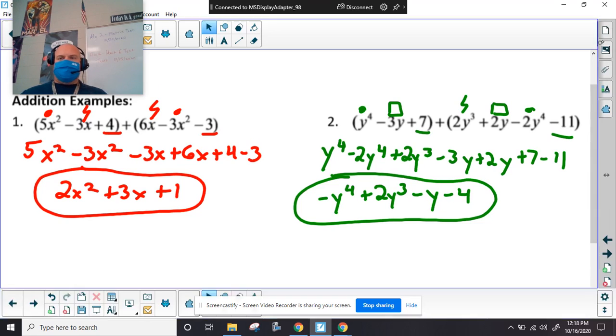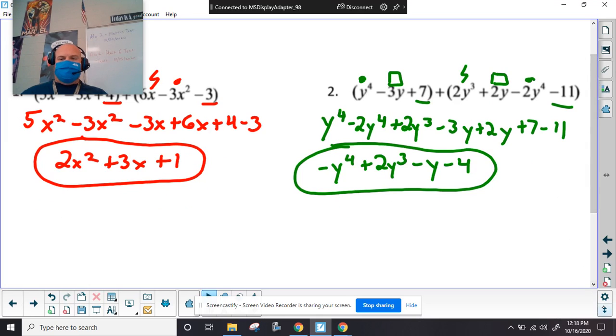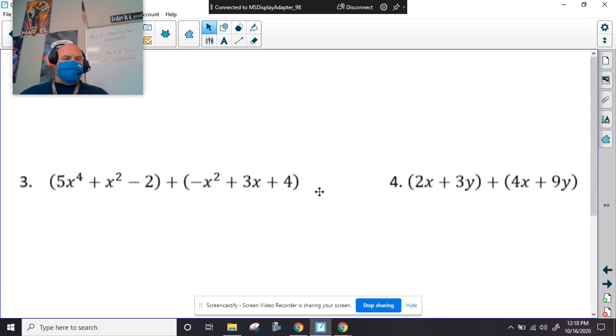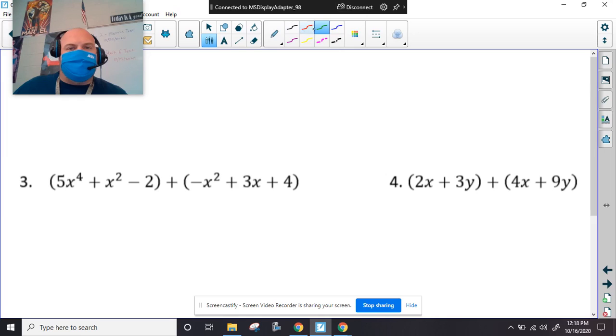Let's see if I can do that. Oh, that's not even better. All right. So now you can use your own symbols. I'll just start using dots and lightning bolts and squares, just whatever.